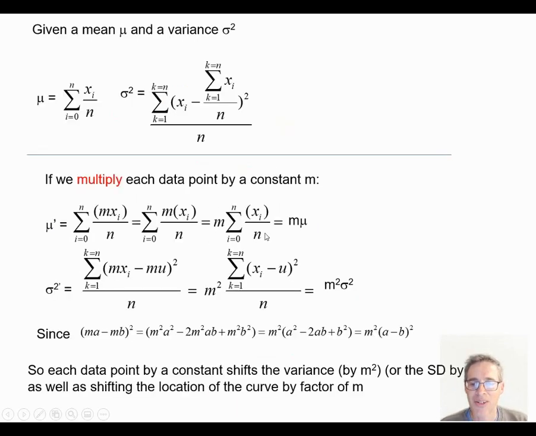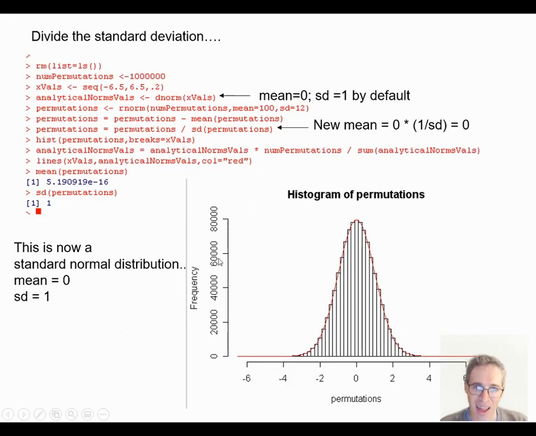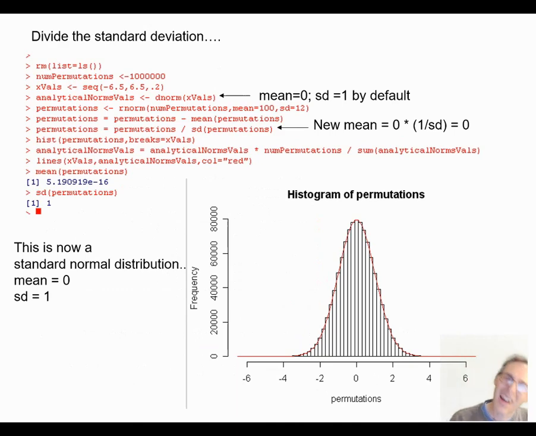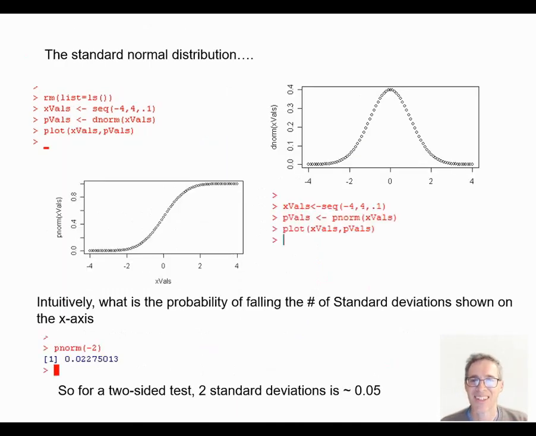So all that I have to do in general to take any distribution is subtract the mean and divide by the standard deviation. And this, of course, gives us the standard normal distribution. So this is what you get in R by default when you type dnorm or pnorm. So here's the probability density function, and here's the cumulative distribution function.